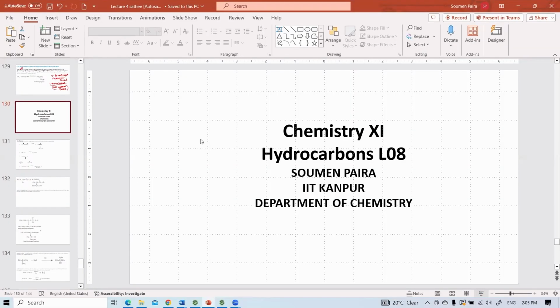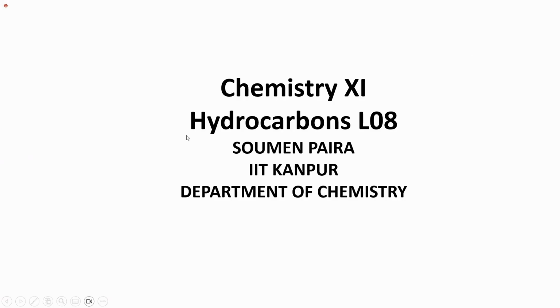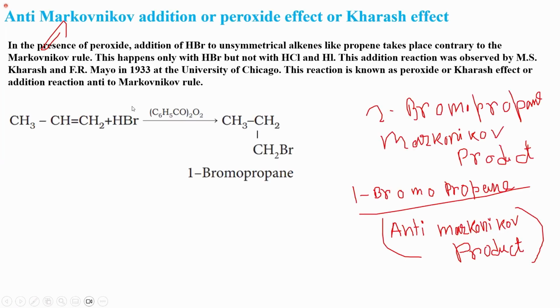We know that in the previous lecture we are in the hydrocarbon chapter. This is Soumen from Hydrocarbons. In the previous lecture we discussed the anti-Markovnikov and Markovnikov rule. Let's say we have an alkene and we want to do the addition of HBr to this alkene moiety.